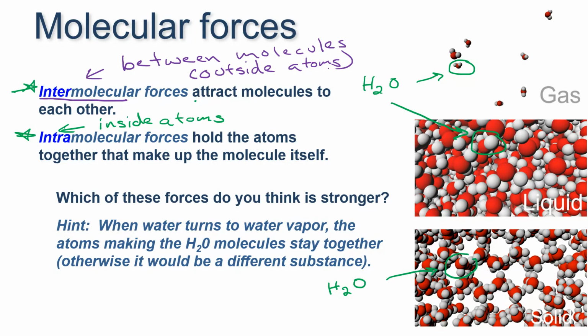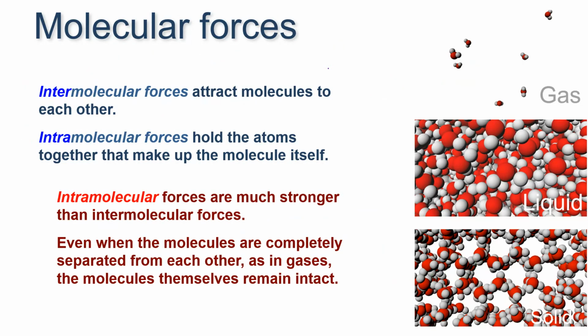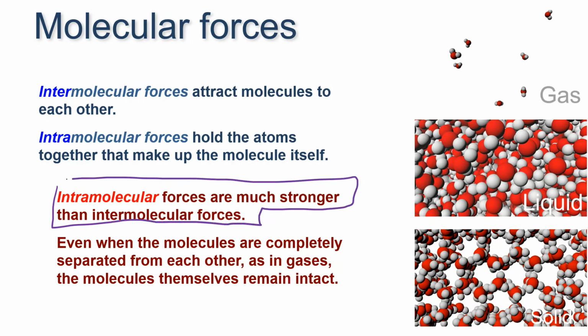Now it says, which of these do you think is stronger? Well, the intermolecular ones are not as strong as the intra, because it's still molecules of water at the end of the day. It takes a lot more energy to break those. It's a covalent bond between the hydrogen atoms and the oxygen atoms. They share electrons, right? So intramolecular is stronger. Intra. I say it so fast it sounds like I'm saying inter, but it's intra.